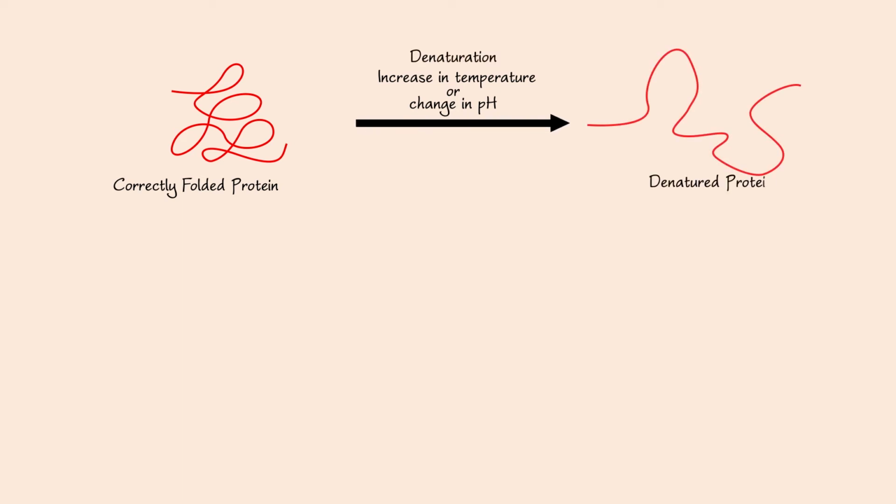Represented here is a correctly folded protein. When there is an increase in temperature or change in pH, the protein can lose its structure in a process called denaturation. The denatured protein does not function correctly. If the temperature and pH are returned to normal, the protein can fold correctly into its original conformation in a process called renaturation. This process can be sped up with a protein called chaperonin.